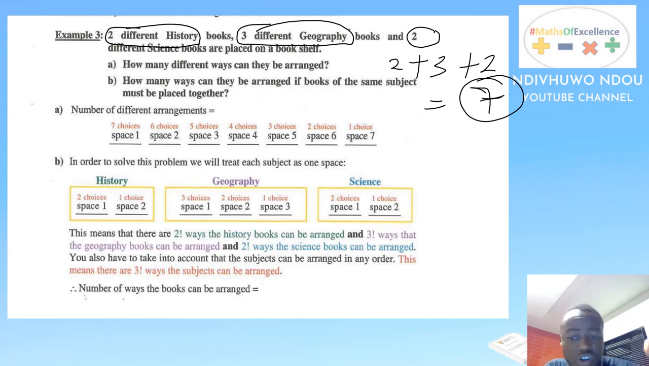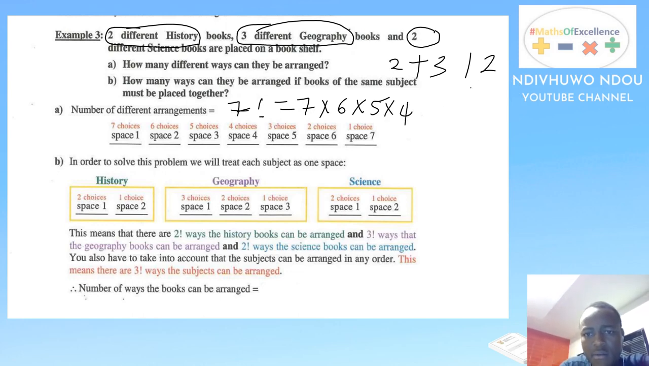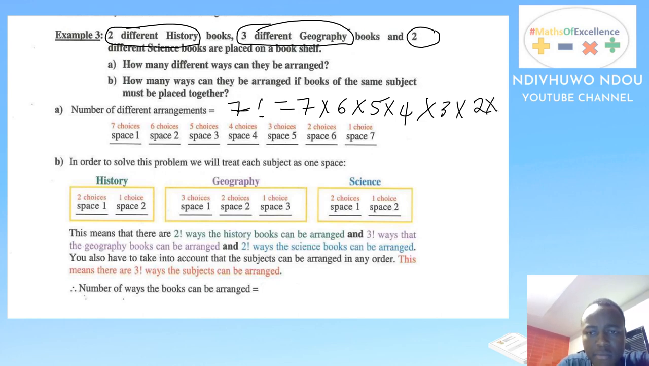So using the fundamental counting principle, in how many different ways can you arrange 7 different items? We talked about the factorial notation previously. We have 7 different books. In order to arrange them, simply arrange them in 7 factorial ways. So 7 factorial ways will be 7 multiplied by 6 multiplied by 5 multiplied by 4 multiplied by 3 multiplied by 2 multiplied by up until the products end with 1.